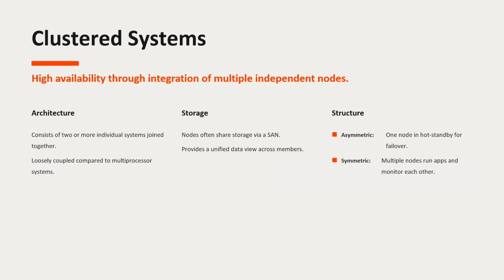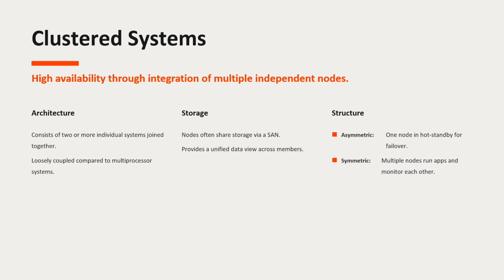Next is clustered system. A clustered system focuses mainly on high availability. What is the architecture of a cluster system? It consists of two or more independent systems. These systems are connected together and they are loosely coupled, unlike multiprocessor systems. And what about the storage? Basically nodes often share storage using a SAN, storage area network. This provides a single unified view of data.